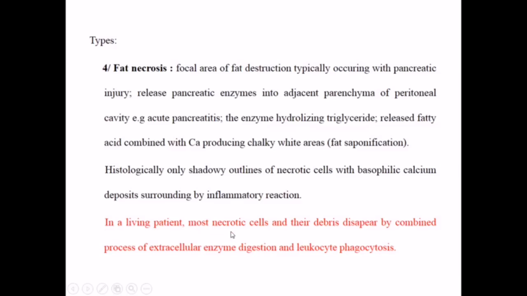In a living patient, most necrotic cells and their debris disappear by a combined process of extracellular enzyme digestion and leukocyte phagocytosis. Phagocytosis by leukocytes or white blood cells.